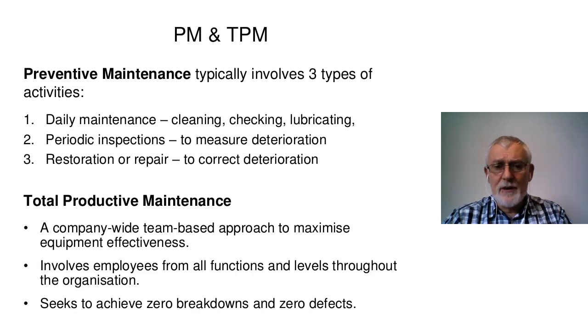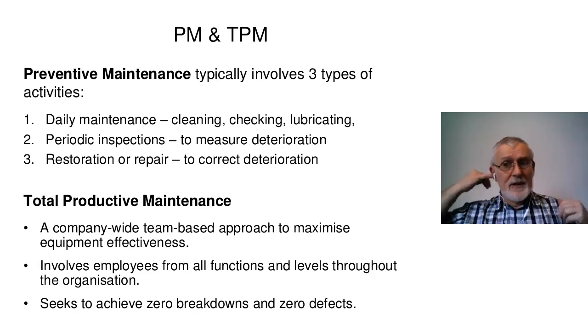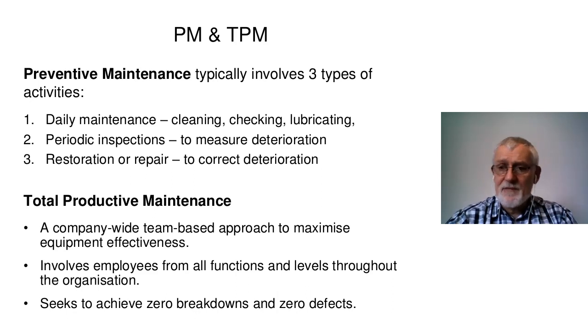Now moving into preventative maintenance and total productive maintenance. Essentially, PM or preventative maintenance involves 3 types of activities. So there's the daily maintenance, checking, lubrication, general inspection that goes on, cleaning down the machines as required. And then there'll be periodic inspections to look at degradation, damage, deterioration, wear and tear, and so on. And then obviously there's the restoration or repair. So that's the kind of daily cycle of preventative maintenance.